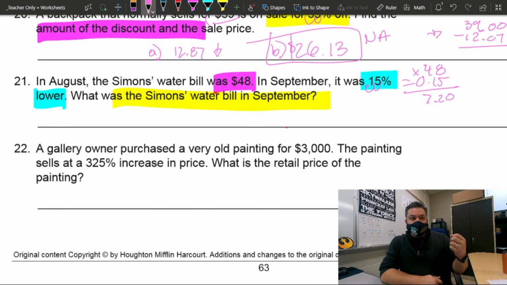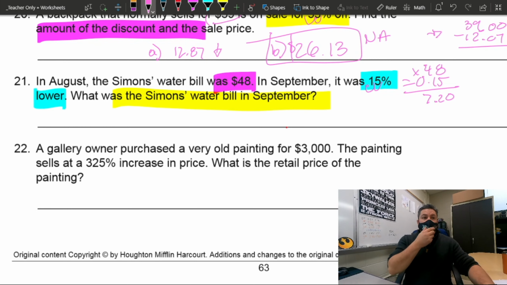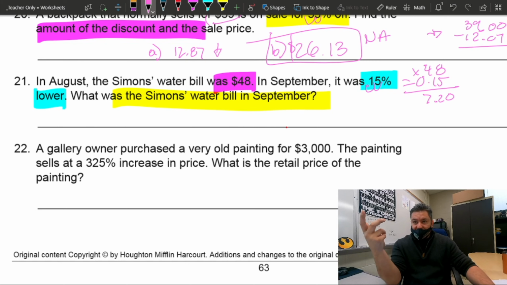Very important that when you are multiplying and talking about money, you always have to include two decimal places. Always. So if it's 7.2, it's actually $7.20. You cannot say $7.2. That's not how we do dollars. That's not how we do money. If it's $72, you write it down as 72.00. Always two decimal places when we're talking about money.